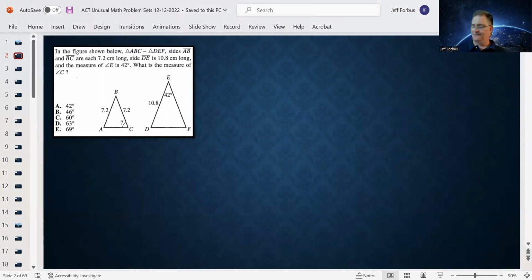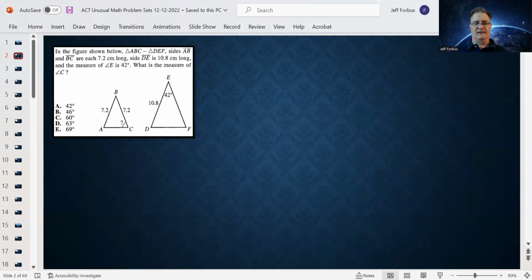The first question, you see two triangles. And the question says, what is the measure of angle C? Well, they've drawn two triangles. They've given you the angle in triangle DEF is 42 degrees, and in triangle ABC, they're asking you what the angle is at C.